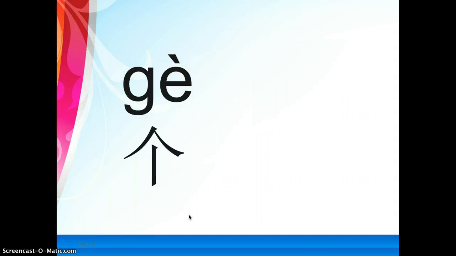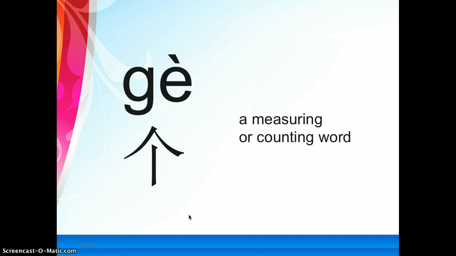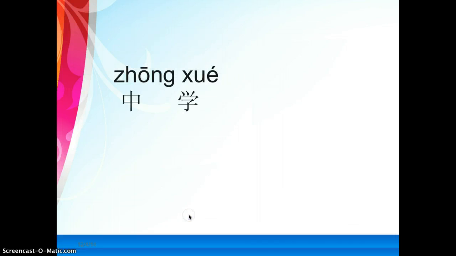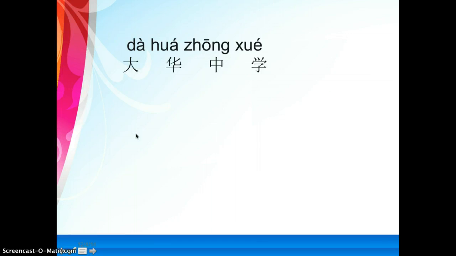So 个 is a measuring word. We're going to learn how to use this in this lesson. It's a measuring word. 学校 is a general word for all kinds of schools. 学校, right? So 中学 means middle school. 大华中学, 大华 middle school. We're going to use this a lot.